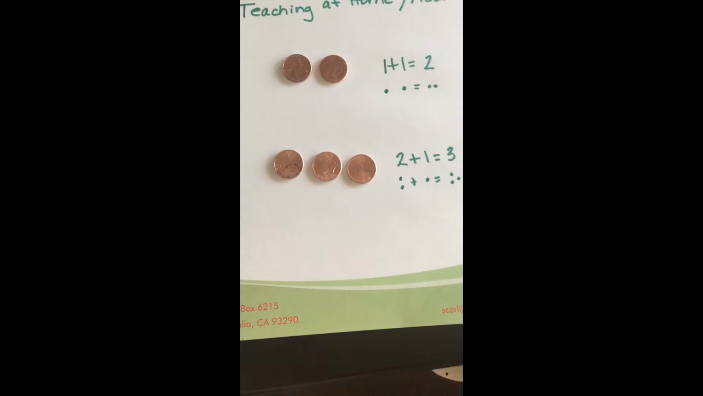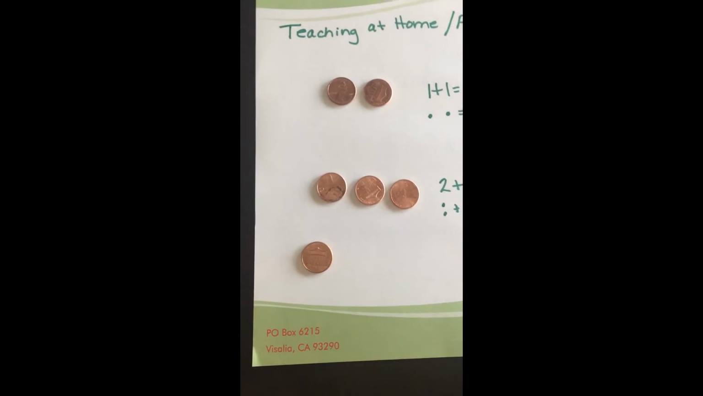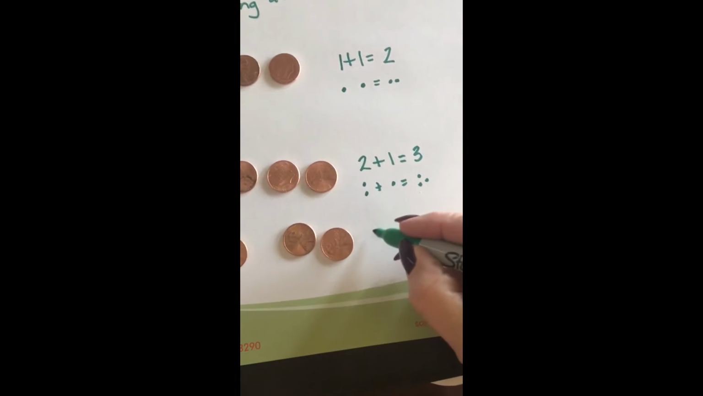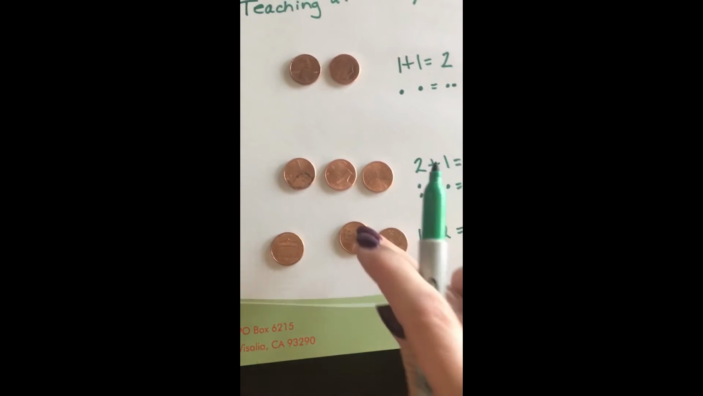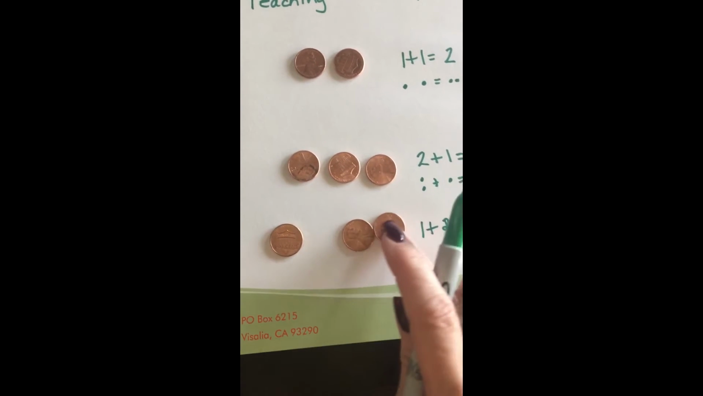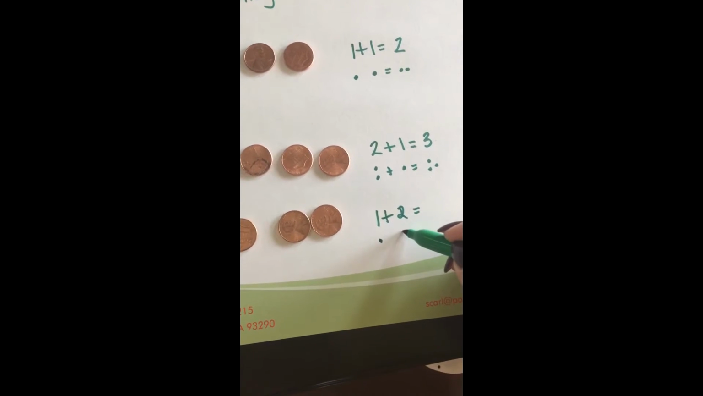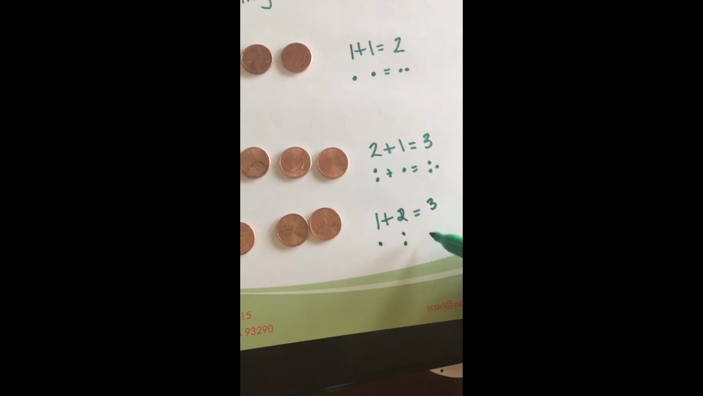I go back and I teach commutative property. So now I say, okay, if 2 plus 1 is 3, what's 1 plus 2? So 1 plus 2. And here's your 1, here's your 2. They will count them. I will ask them to draw their dots. And they will see that they still get 3.